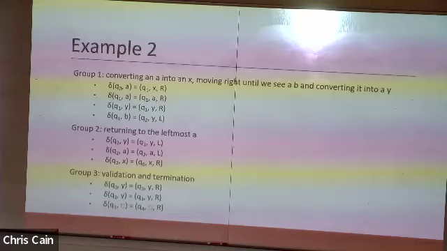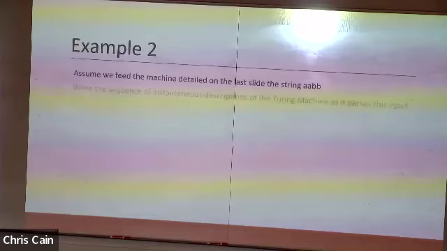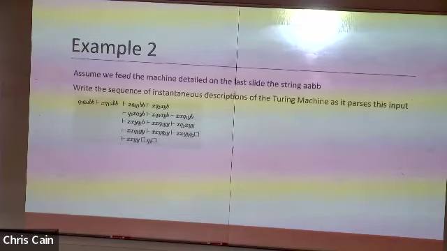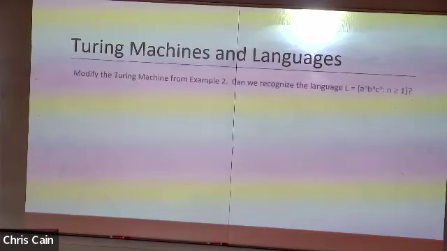At that point, we need to validate and terminate. If we run out of A's, then we just need to make sure there aren't any B's left. If there are no B's left, then the string is in the language A to the N, B to the N. If there are B's left, then it is not. So that's what the three main groups were doing. We looked at the instantaneous descriptions, but that won't be as important for this because the next thing we're going to try to do is see if we can modify our Turing machine to recognize the language A to the N, B to the N, C to the N.